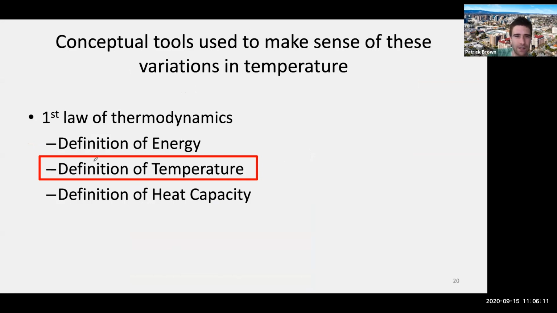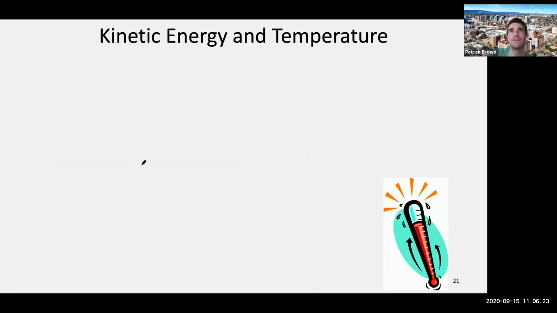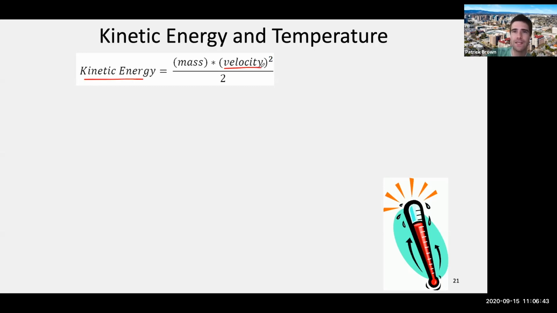So this is our second definition in our first law of thermodynamics that we need to understand. We have to think about, okay, what is the definition of temperature? Here is what kinetic energy is officially in terms of an equation: it's the mass times the velocity squared divided by 2. That is telling us that kinetic energy is related to motion, because we have velocity, speed, movement.